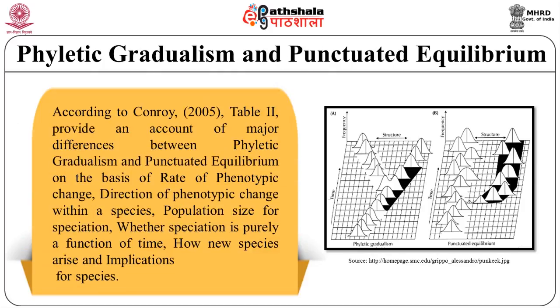According to Conroy in 2005, this table provides an account of the major differences between phyletic gradualism and punctuated equilibrium on the basis of the rate of phenotypic changes, the direction of the phenotypic changes within a species, the population size for the speciation, whether the speciation is purely a function of time, how new species arise and the implications for the species.